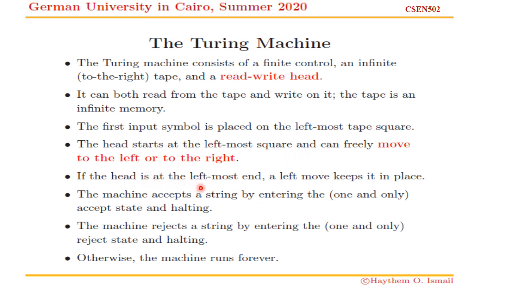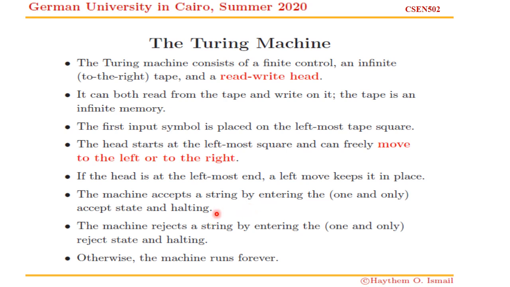If the head is at the leftmost end of the tape, at the beginning of the tape, then if the Turing machine attempts to move the head to the left, the head will stay in place, right? It just gets stuck if it tries to move to the left, where it's already at the leftmost cell. The Turing machine accepts a string by entering a designated accept state. So there is one and only one accept state of the Turing machine, and once it enters that state, it halts. It stops its operation.